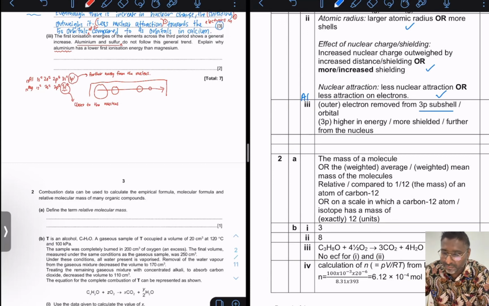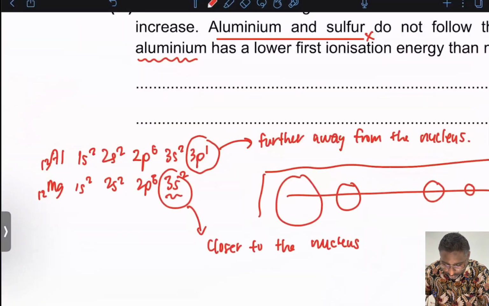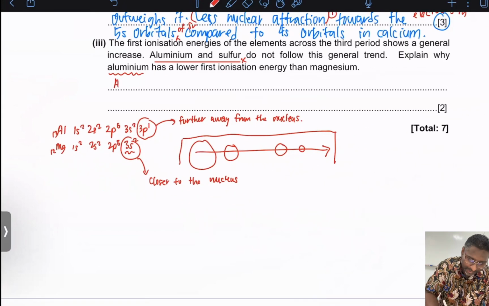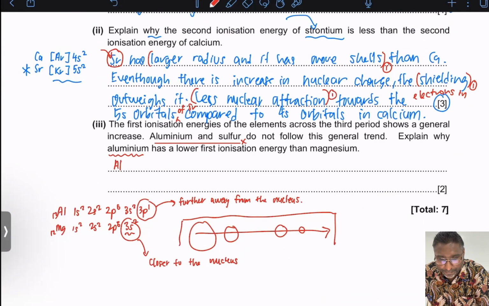So I'm using the term further from the nucleus. They are not giving marks for magnesium, even though I say it is closer to the nucleus, and so on. They are not giving any mark for that, but maybe if I want to explain, I can still explain. But when I want to write my answer for this, you just need to answer that aluminium. Always start, when they're talking about strontium, you start with strontium. So you just start with aluminium.